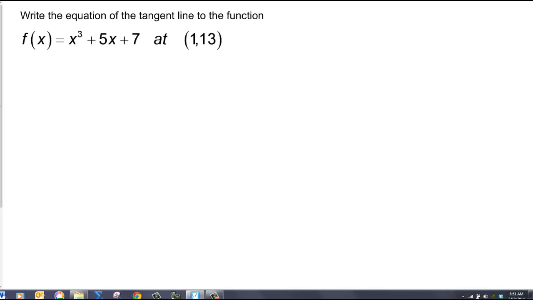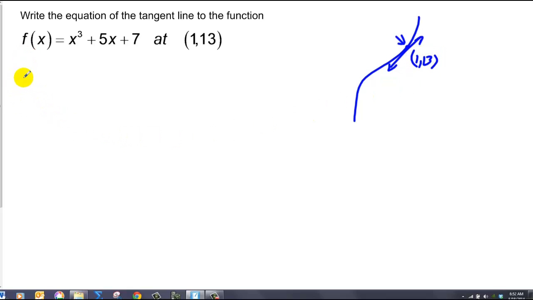Now what we're going to do is write the equation of the tangent to the function. So this is some cubic. I don't know what it looks like, but let's say it looks something like this. And we want to find the equation of the tangent to this curve at the point (1, 13). Let's say it's right here. I want to write the equation of this line. Well, in order to write the equation of this line, I need the slope of this line at this point. And this point is the point (1, 13).